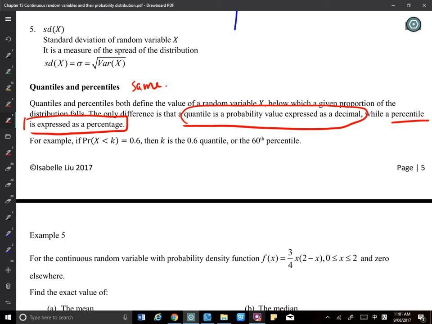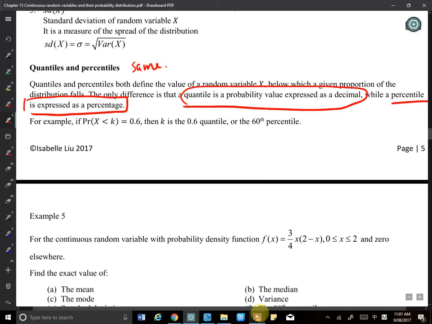If you talk about quartile, it's 0.6. If you talk about percentile, it's the 60th percentile, the 60%. So percentile is in percentage, and quartile is in decimals. That's the only difference, and then they are the same definition. So what is the definition? If the probability of x less than k gives you 0.6, then k is the 0.6 quartile, or it's also called the 60th percentile.